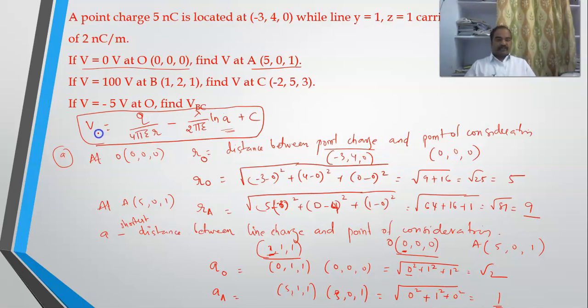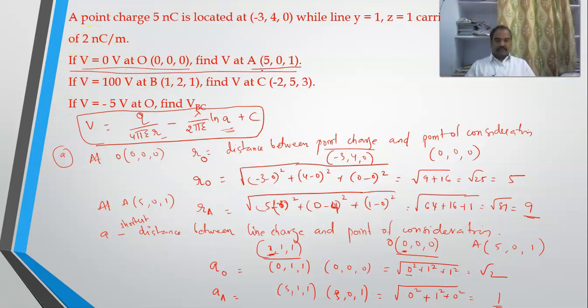So now for determining the potential at the origin, r0 is 5 and a0 is root 2. And at point A, this value is 9 and this is 1. So now with the help of this, we are supposed to solve this particular problem.